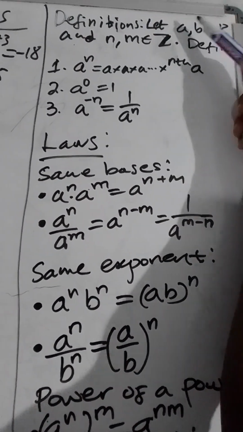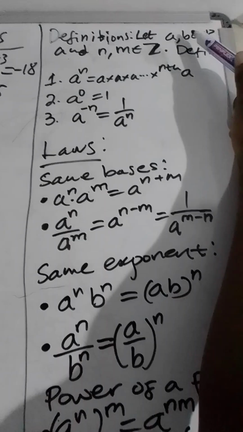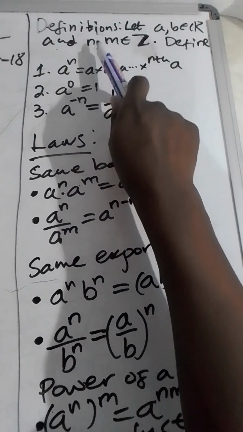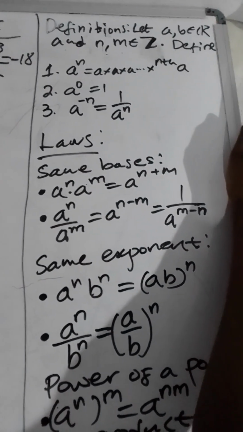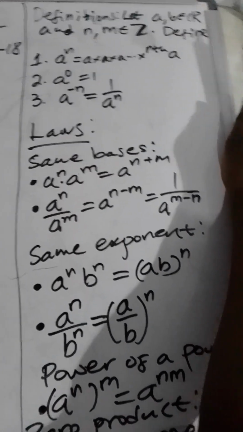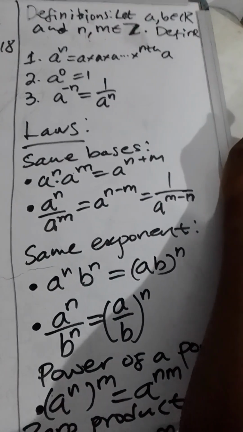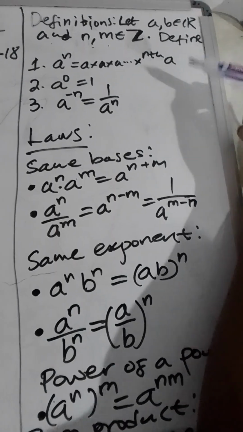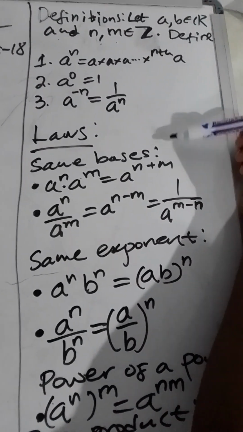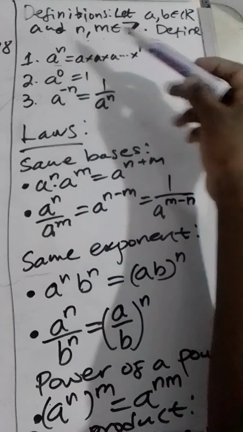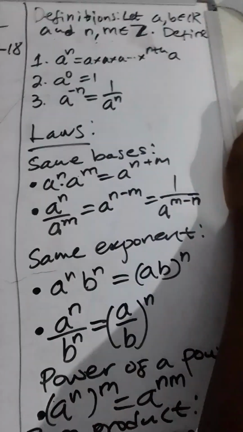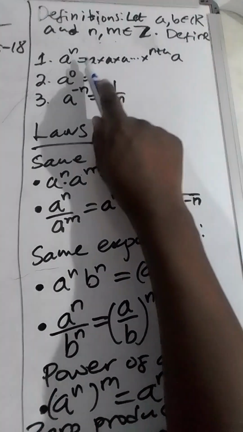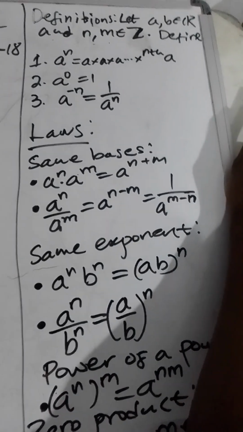So we start with a and b, which will be our bases, that are real numbers, and n and m, that will be our exponents, which are integers. And here are the definitions for the exponents. Now, the first one tells us that if you have a raised to the exponent n, it means you have n a's and you're multiplying them together.